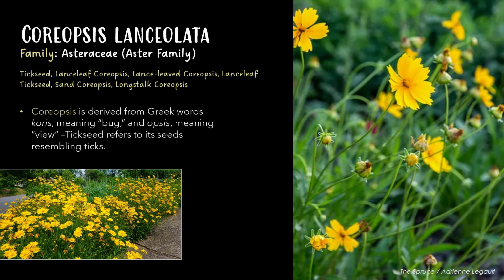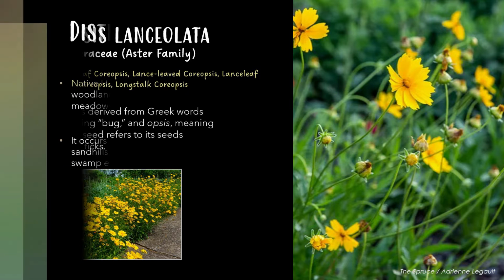Coreopsis lanceolata is from the family Asteraceae, or the aster family. You may hear many common names including tickseed, lanceleaf coreopsis, lance-leafed coreopsis, lanceleaf tickseed, sand coreopsis, and longstalk coreopsis. Coreopsis is derived from Greek words chorus, meaning bug, and opsis, meaning view. Tickseed simply refers to its seeds that resemble ticks.